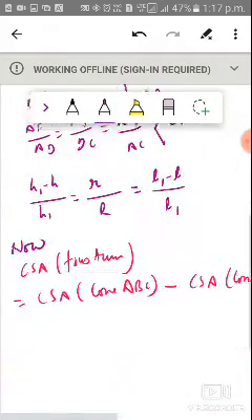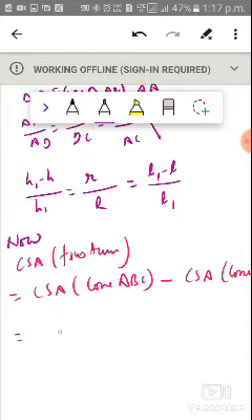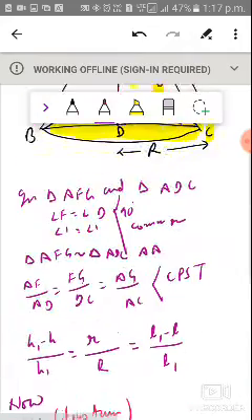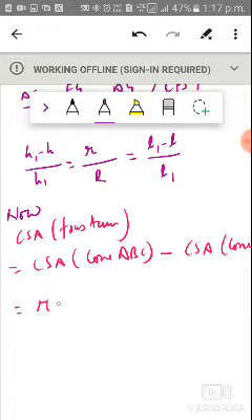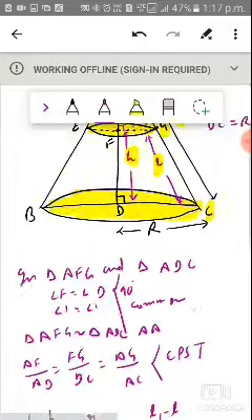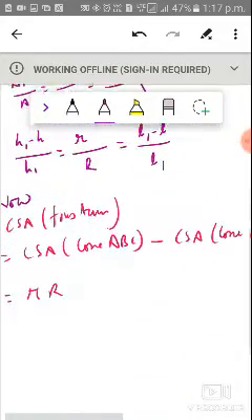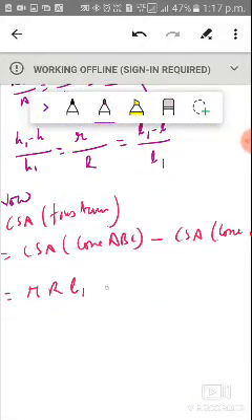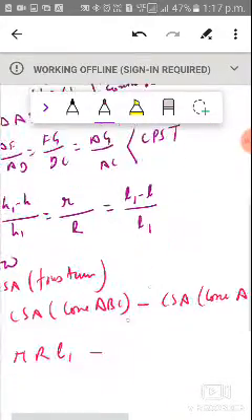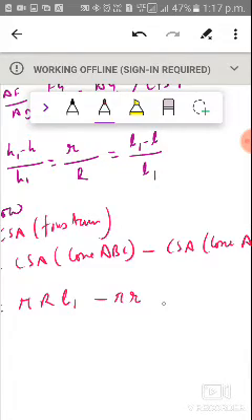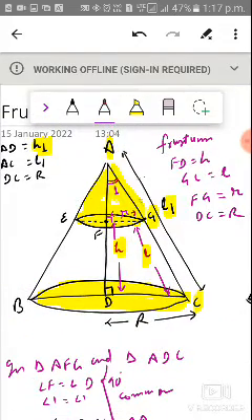So as we know, CSA of a cone is pi r L, so here is pi, and CSA of cone ABC, what is the radius for ABC? That is capital R. So we'll write here R, and L means slant height of the bigger cone, that is L1, okay, minus CSA of cone AEG, that is the smaller cone, so that is pi small r, and the slant height of the smaller cone, that is AG.